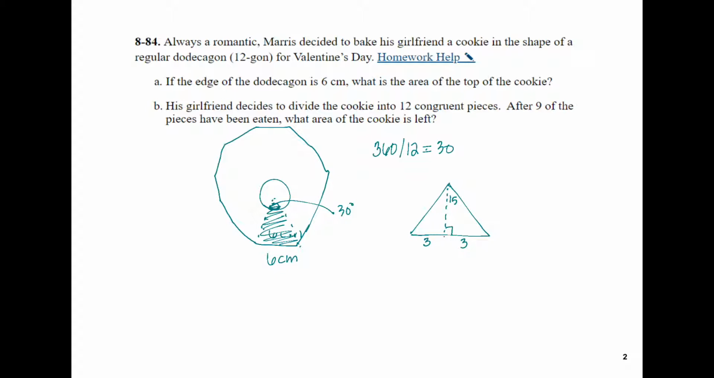So we need the height of our triangle. So the tangent of 15 degrees is equal to our opposite, which is 3, over our adjacent, which is our height. Inverse operations. So 3 divided by the tangent of 15 gives us approximately 11.2.